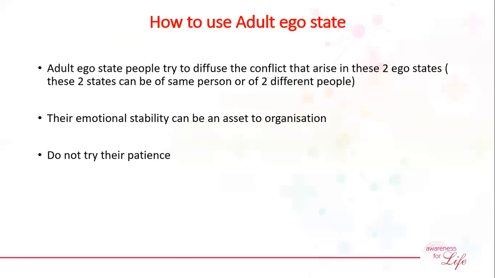Now let us see how to use this adult ego state. The adult ego state is, as I said, an emotionally matured person. They will try to diffuse the conflict that arises between the two ego states. Now, these two ego states can be within the same person, or they can be in two different people. So how can two ego states be working at the same time in the same person? Let me give you an example.